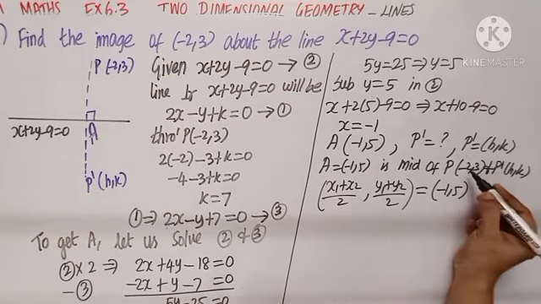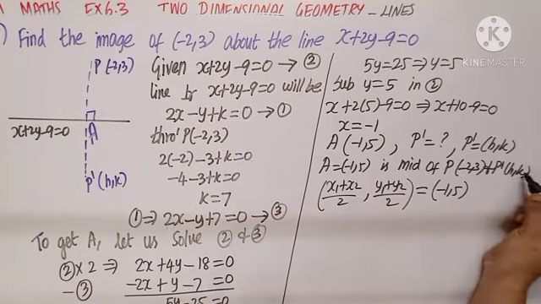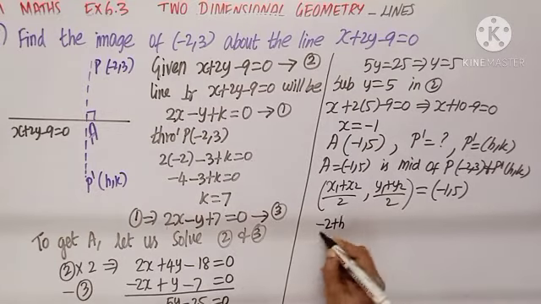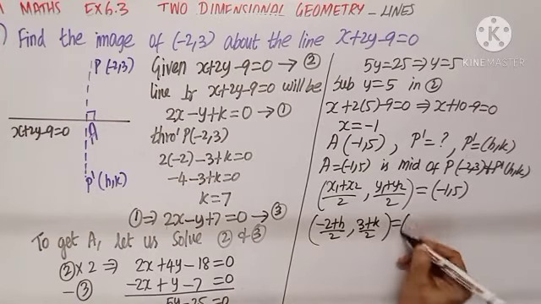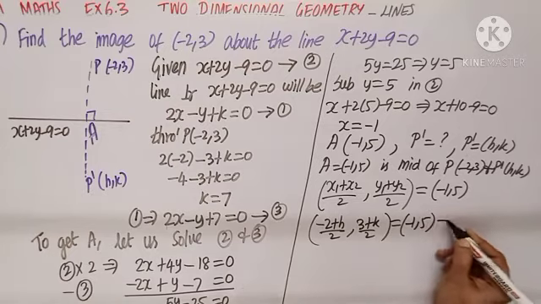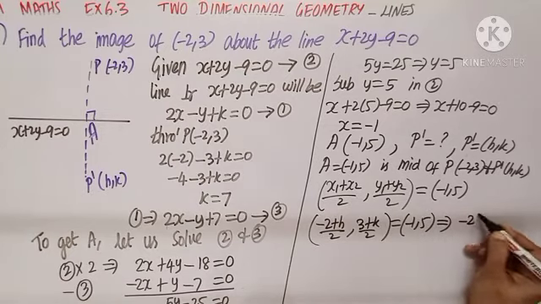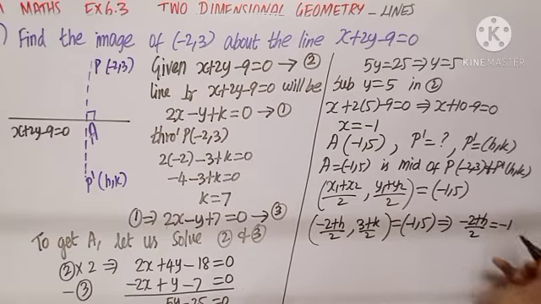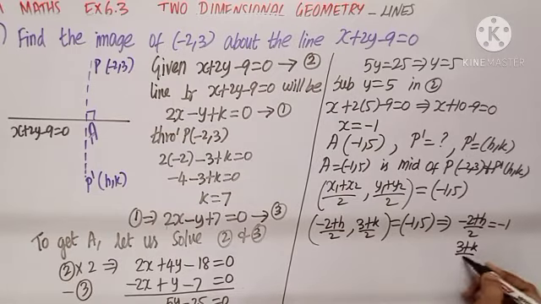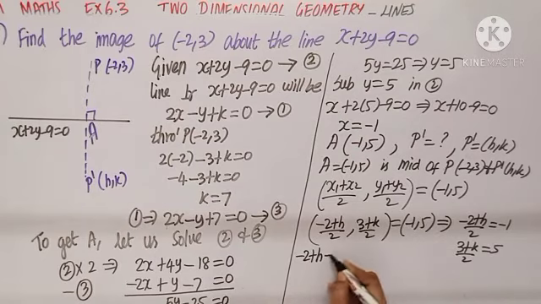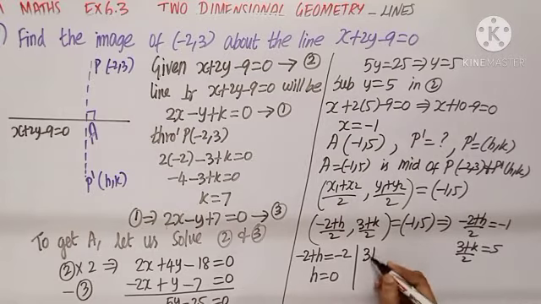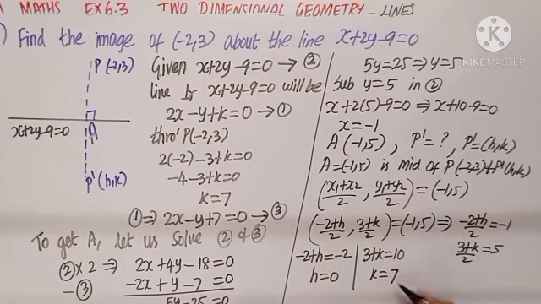In this question, the midpoint of (x1, y1) and (x2, y2) is (minus 2 plus h by 2, 3 plus k by 2), that is (minus 1, 5). We get minus 2 plus h by 2 is minus 1, and 3 plus k by 2 is 5. Cross multiplying, minus 2 plus h is minus 2, or h is equal to 0. 3 plus k is 10, or k equals 10 minus 3, that is 7.